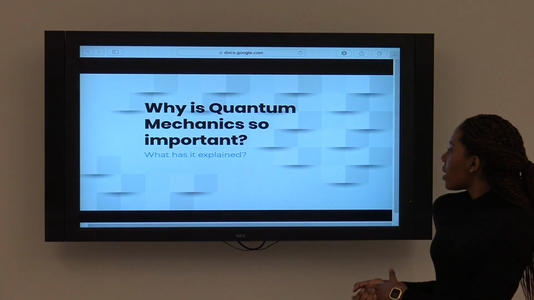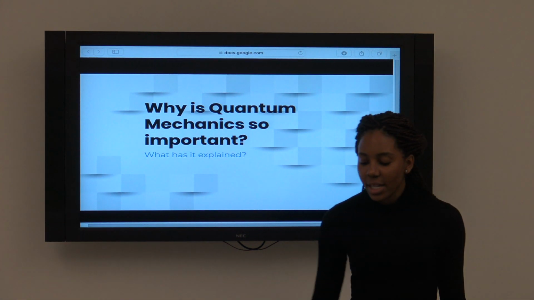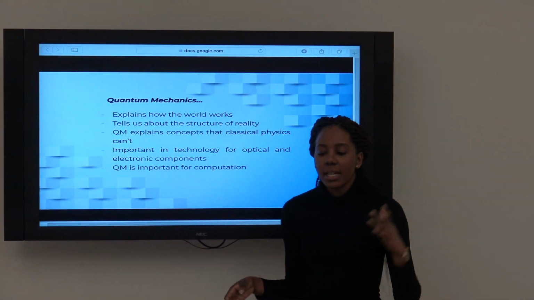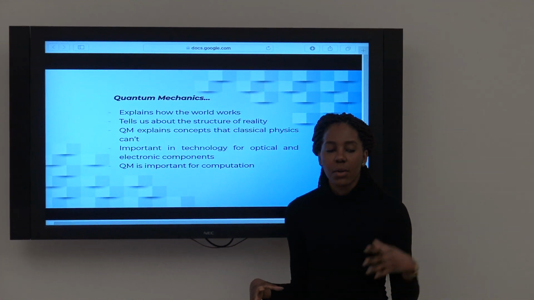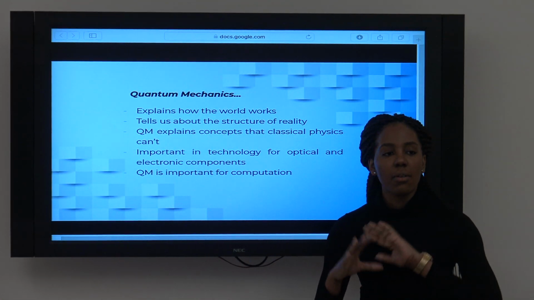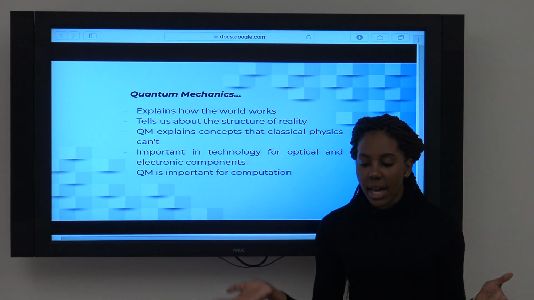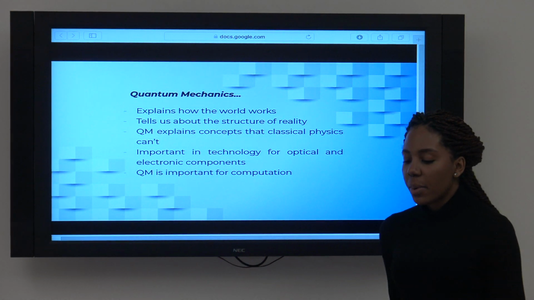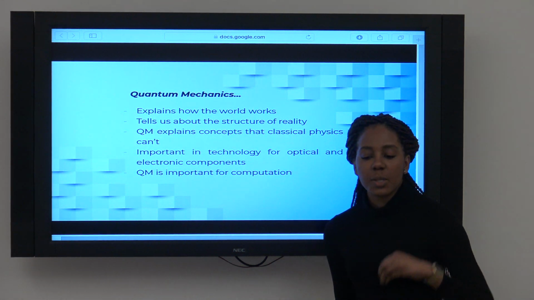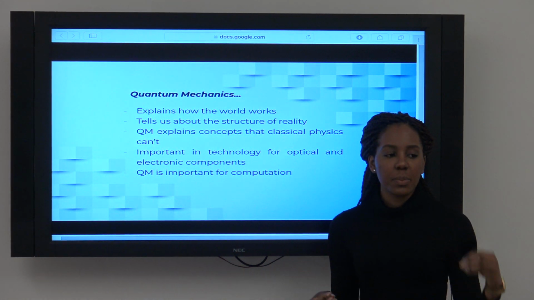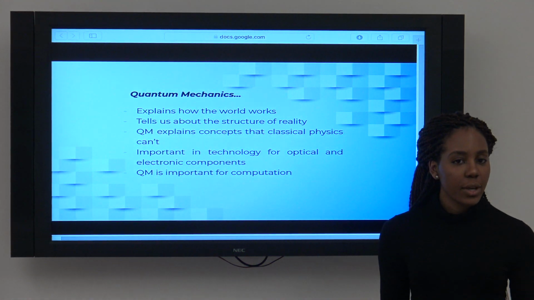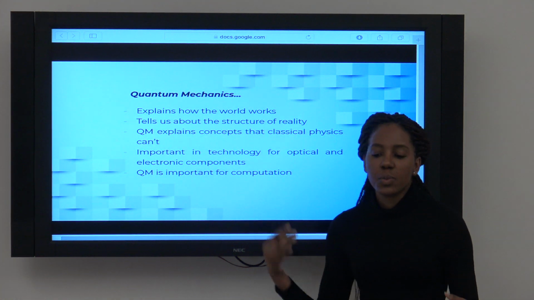So why is quantum mechanics so important? Why are we talking about it right now? Quantum mechanics is important because it plays a fundamental role in explaining how the world works, not only in terms of microscopic systems, but in all physical systems, regardless of their size. It tells us a lot about the structure of reality, and it allows us to explain the phenomena that can't really be explained with classical physics, such as single particle interference, entanglement, and superposition, which we'll get into later.